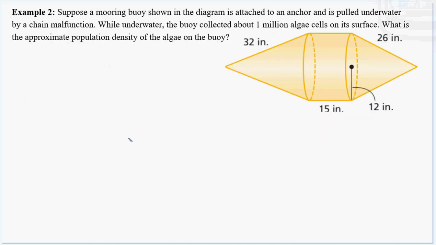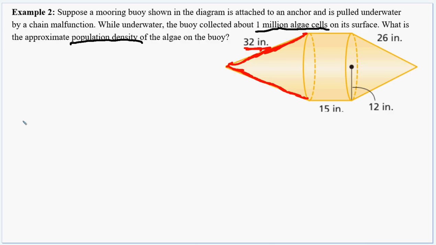All right, what's next? Suppose a mooring buoy, shown in the diagram, is attached to an anchor and it's pulled underwater by a chain malfunction. While it's underwater, the buoy collected 1 million algae cells on its surface. What is the approximate population density of the algae on the buoy? Well, let's look at our buoy. I'm going to color code. Here on the left side, we have a cone. L is 32, and the radius would be the same as this cylinder radius, 12 inches.